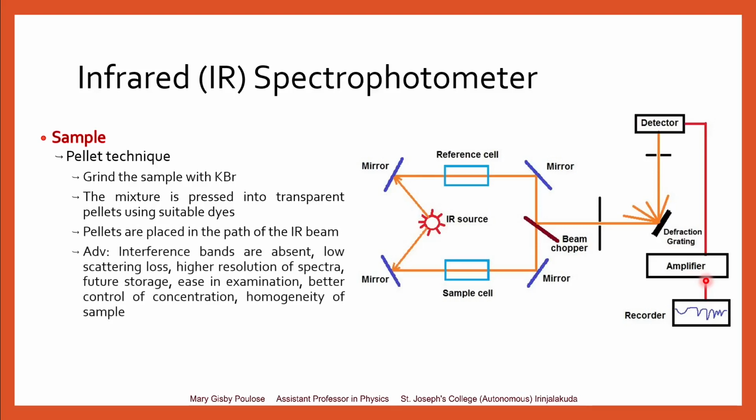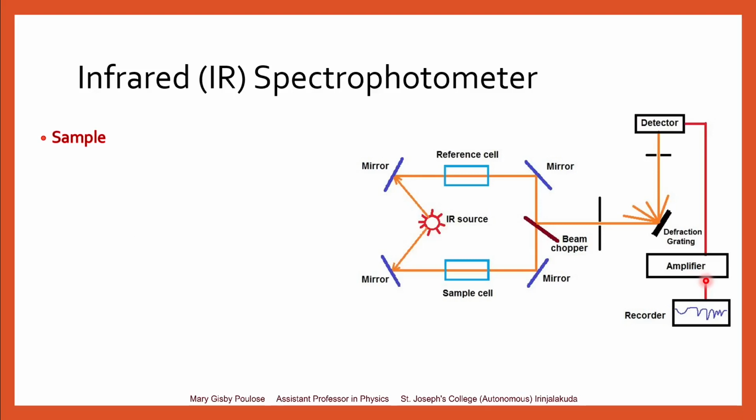This technique has several advantages. The interference bands will be absent, there is low scattering loss, and there is a higher resolution of spectra. The samples can be stored for future purposes. There is ease in examining the sample, and there is better control of the concentration of the sample, and also of the homogeneity of the sample, the uniformness of distribution in the sample.